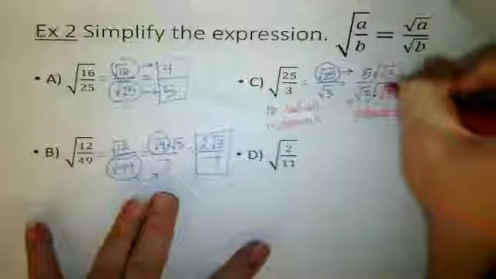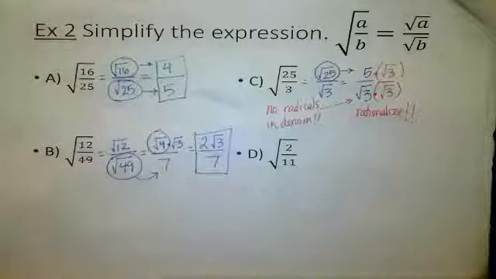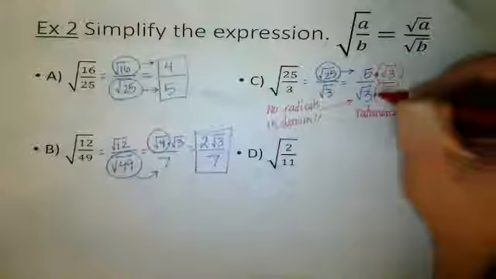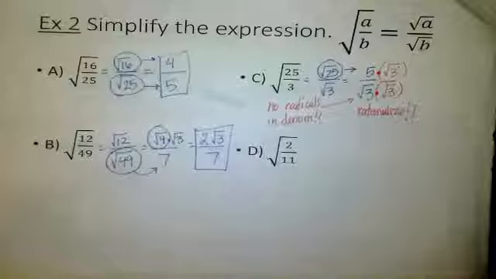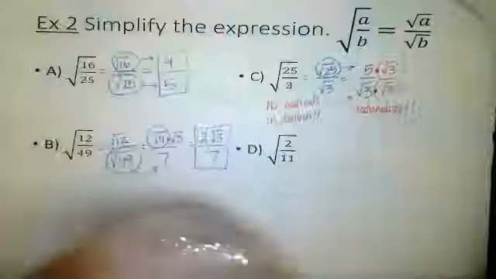Why am I allowed to multiply by radical 3 over radical 3? What is radical 3 over radical 3? 1. Yeah. Radical 3 goes into itself 1 time. So in effect, what we're doing is we're simply multiplying by 1. That's allowed because it's not going to change anything. It's not going to change the value of our expression here.